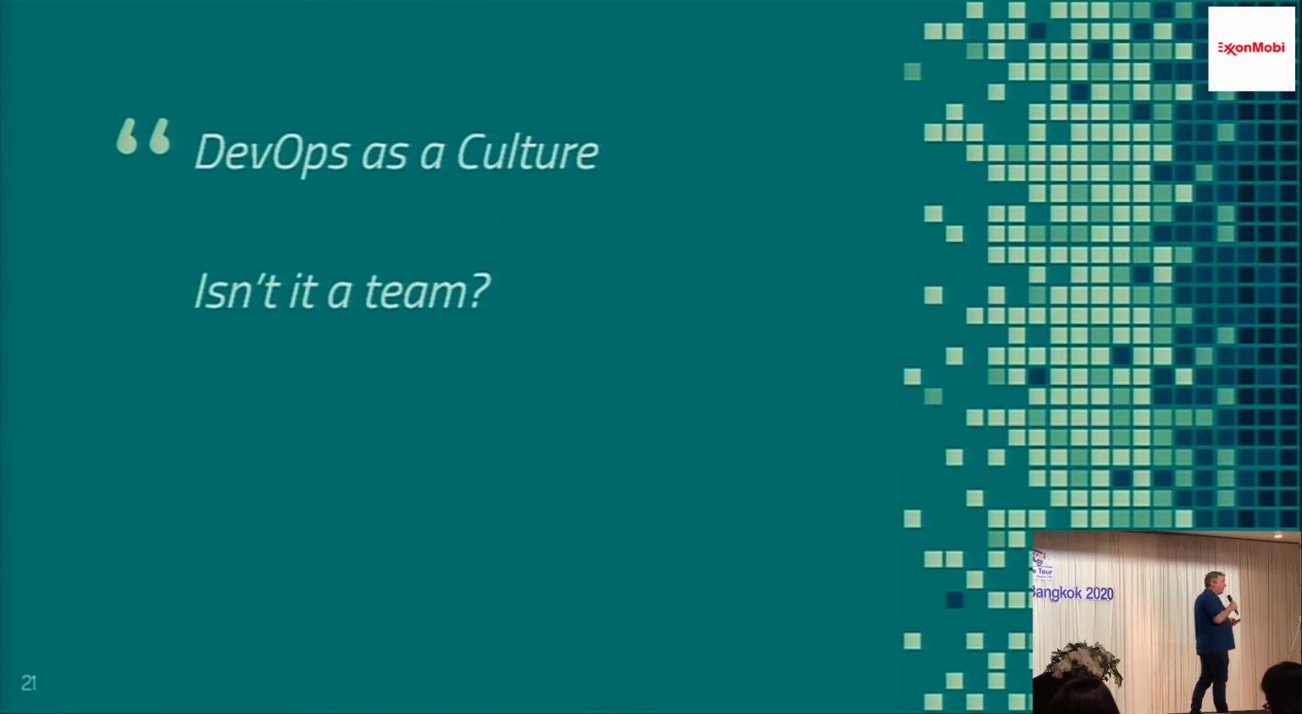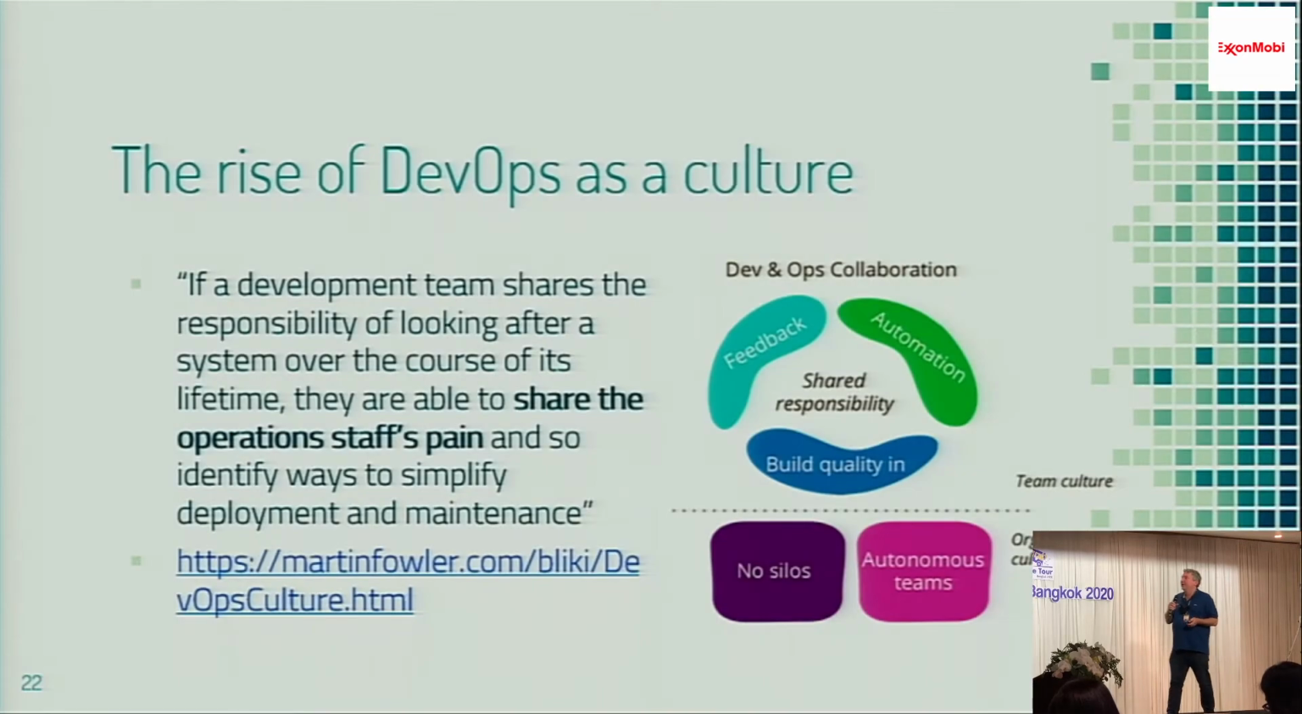A lot of companies that I know have a DevOps team, but DevOps is actually meant to be a culture. So the rise of DevOps as a culture, if anyone's interested, there's a good article on Martin Fowler's blog about it, from I think about 2015. One of the things he mentions in this article is about sharing the operations staff pain. This is one of the keys to making a DevOps culture work: if the software team shares the pain of the operations team, they inherently will design stuff that is easy to maintain, easier to deploy, and so on.